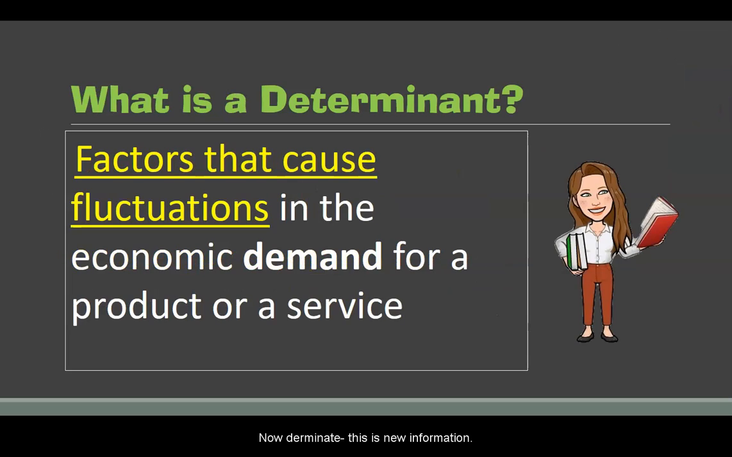Now, determinant. This is new information. Determinants are factors that cause fluctuations in demand for a good or service. Fluctuation is a variation, a change, a shift, something that's different. So a determinant is basically determining what has caused a change in demand. And this can be a lot of different things that we're about to talk about. So when I refer to the word determinant, that is the reason why. If you ask yourself, why did this happen? The answer is going to be your determinant.